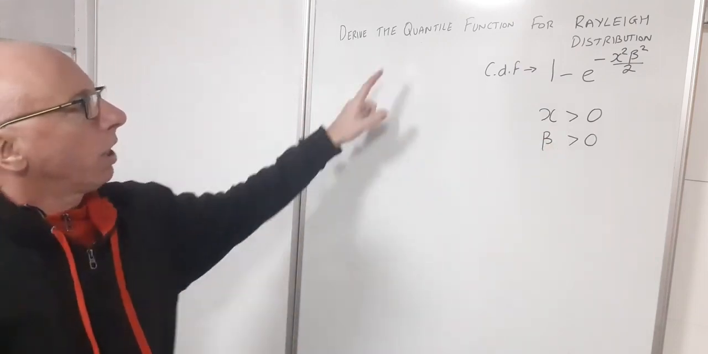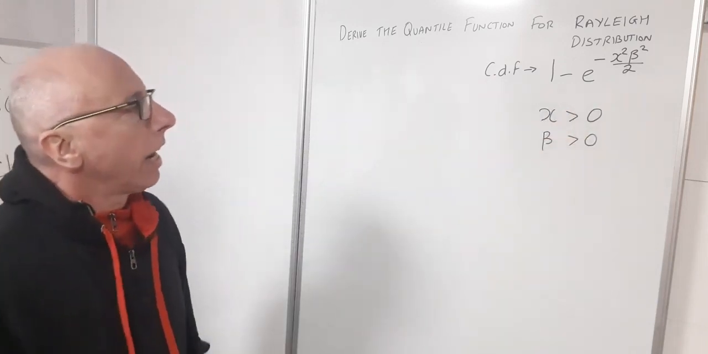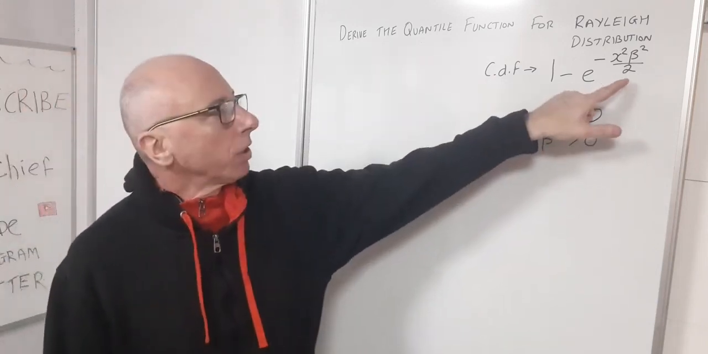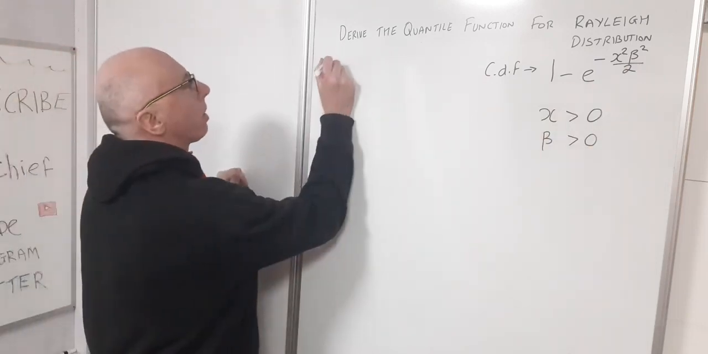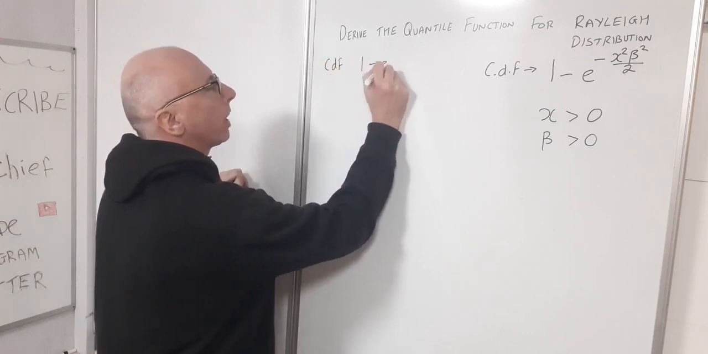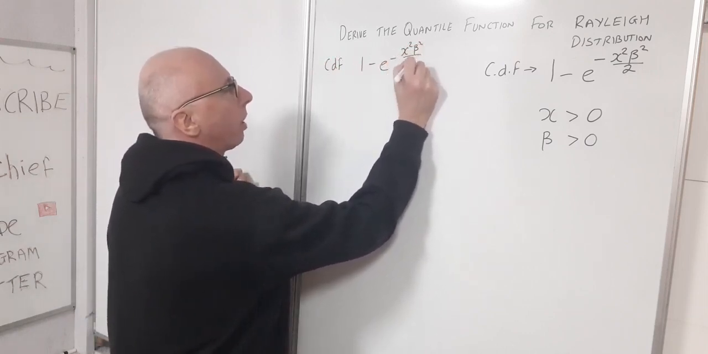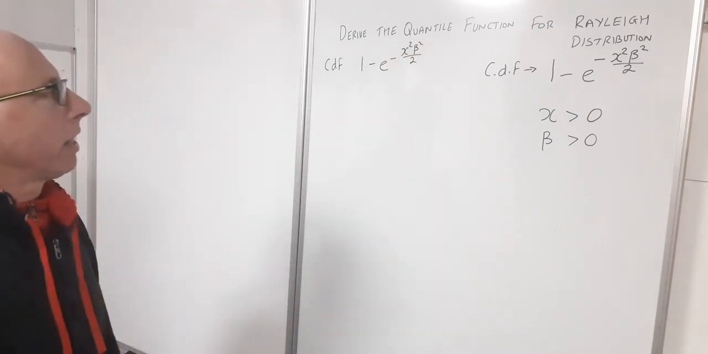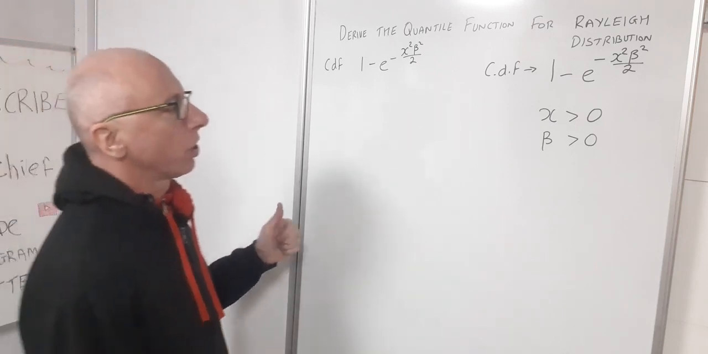Now for the quantile function, we need the cumulative distribution function to find out what our quantile function is, and we set it up a bit like this. So we have the CDF, cumulative distribution function, to be 1 minus e to the minus x squared beta squared over 2. Now what we do is we set it up to try and find our quantile function.